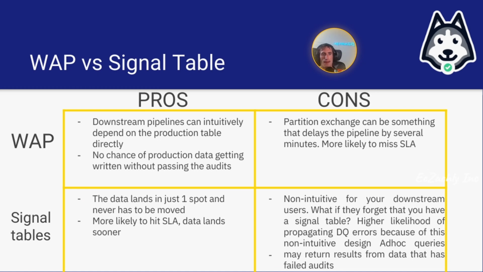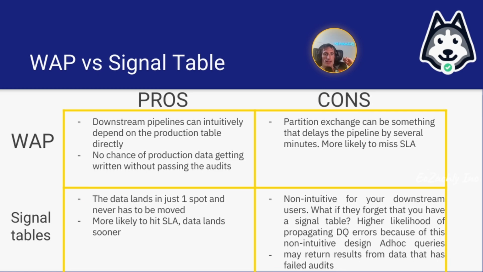Write-audit-publish has a minus. The minus being you have that partition exchange where you have to move the data from staging to production. Sometimes, if you're in S3, you can do a partition exchange and it just moves the folder. It does a folder rename, so you don't actually move anything. You just rename the folder, and the data doesn't even really move.